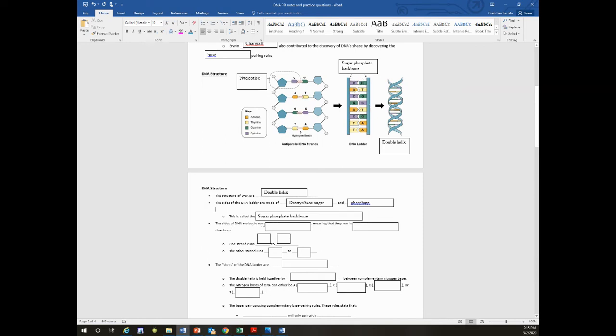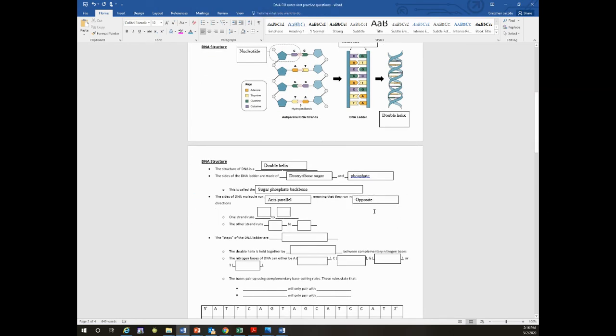The sides of the DNA molecule run anti-parallel. That's what I was showing you above. Meaning they run in opposite directions. So this is what I was talking about up here, where they are running in opposite directions. The sugar phosphate backbone here is zoomed in so you can actually see the sugar and the phosphate. Here it's simplified, it's just like a line. And you can see that these are right side up, these are upside down, and we call that anti-parallel. Parallel meaning they're running side by side, anti meaning in opposite directions.